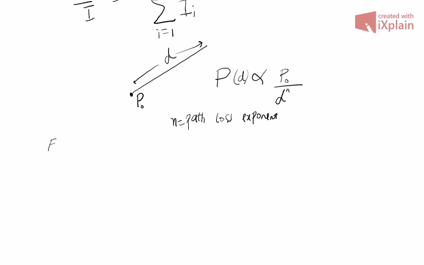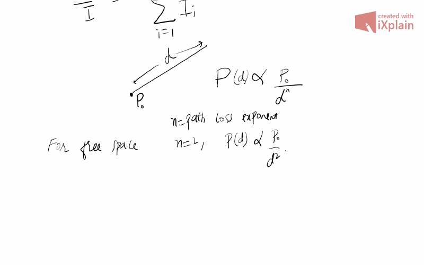So for free space, when there is no reflection, n is usually 2. So P of D is proportional to P naught by D square. Okay.